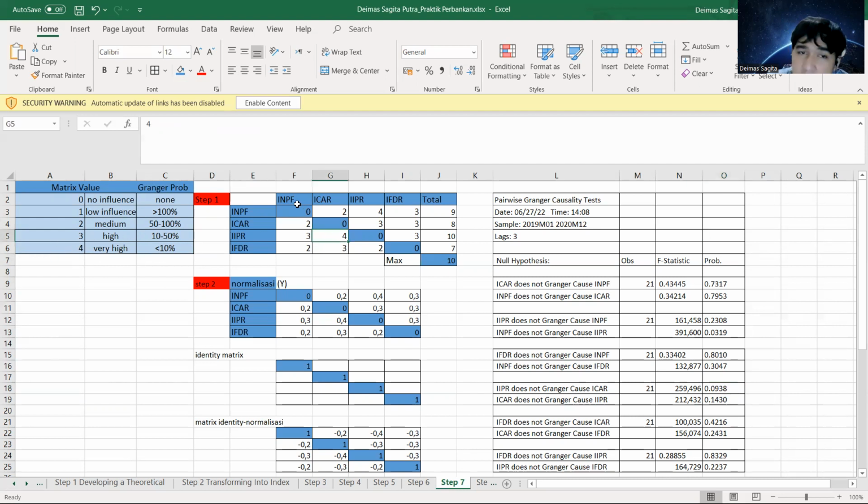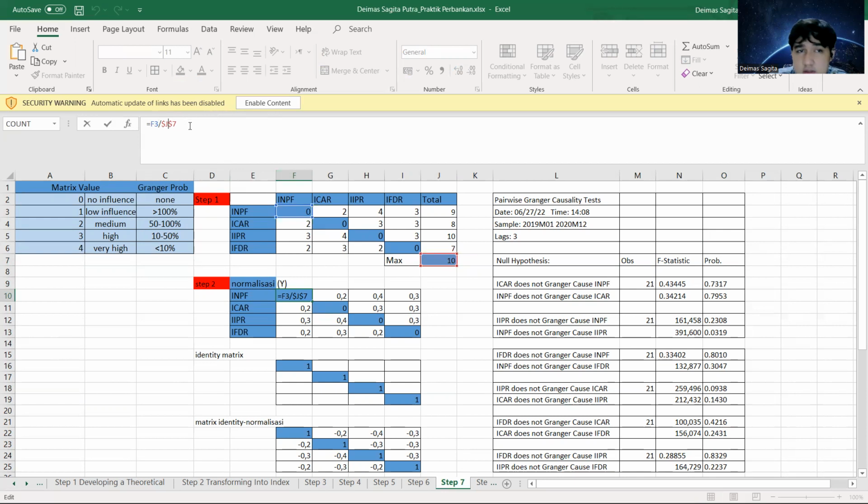We put here 4. After that, try to find the max. The formula is equal max, and make the total for INPF, ICAR, IPR, and FDR. Okay, and then just enter. Step 2 is normalization for Y. Next, the table again. After that, use this formula. We try to find the value for the INPF here and the max from step 1.